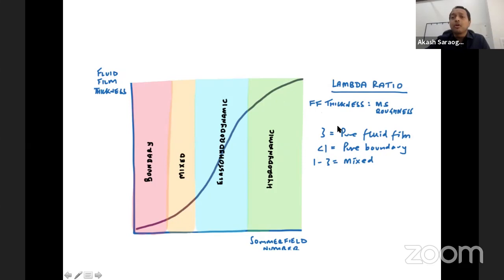Here we come across the lambda ratio, which means how thick the fluid film is, right? If the fluid film is very thick, with a lambda ratio of more than 3, we call it fluid film lubrication. If it is less than 1, we call it boundary lubrication. But if the lambda ratio is between 1 and 3, we call it mixed lubrication.